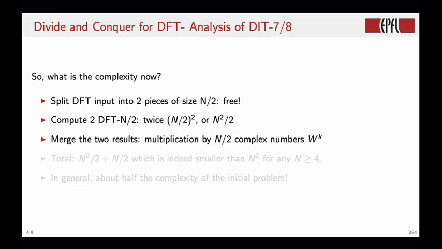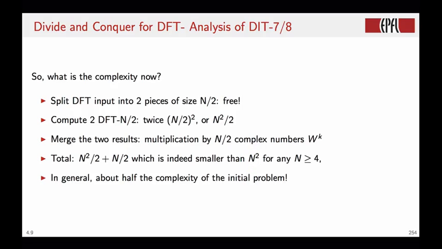We merge the two results. That's n over 2 complex number multiplications by W^k. So a total of n squared over 2 plus n over 2, which is indeed smaller than n squared for n large enough. So in general, it's half the complexity of the initial problem. Okay? Why? Because we have moved from n squared into 2 times (n over 2) squared, which is n squared over 2. All right? That's if we do only one step of division and merging.